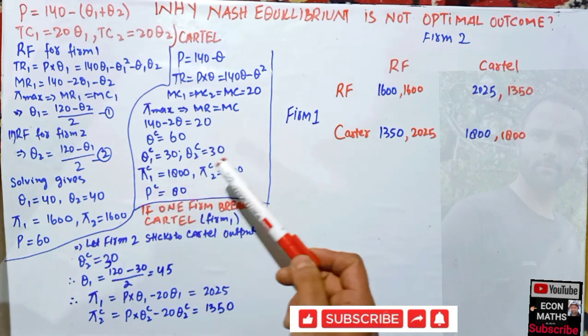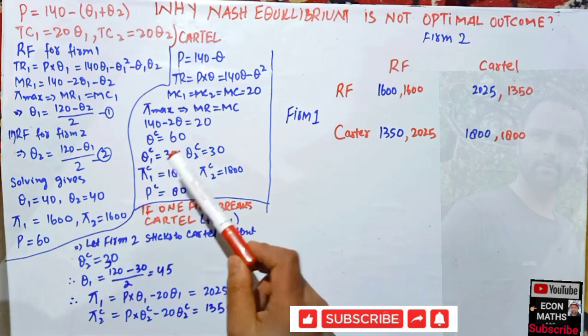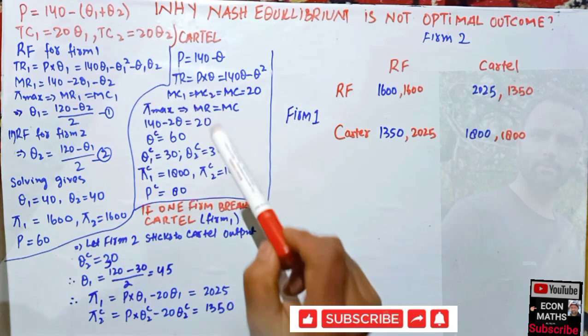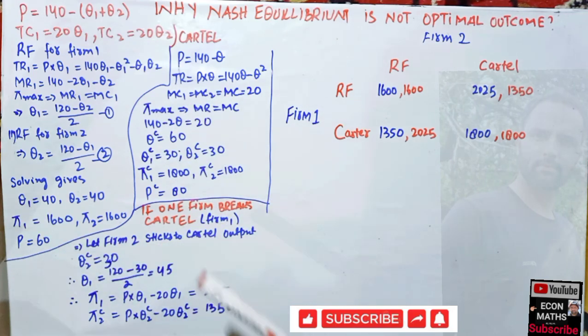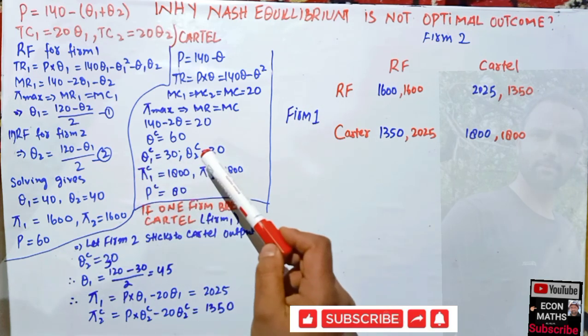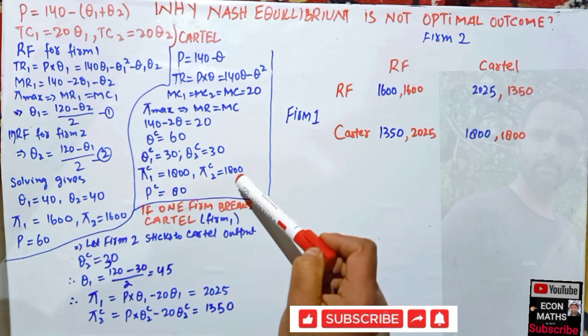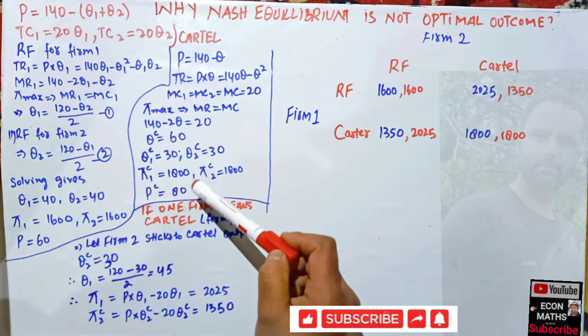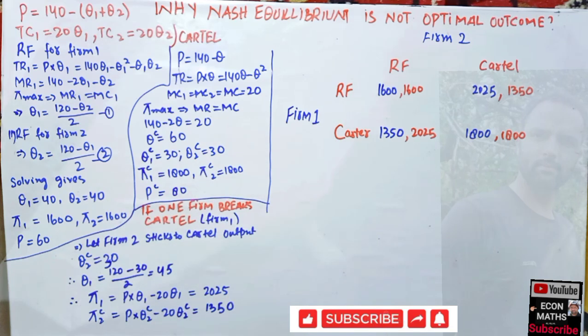When we solve for the profits, profit is price into quantity minus total cost. I have explained this whole step in the earlier video, you can check there. Profit for firm 1 was 1800, and profit for firm 2 was also 1800. Price according to the cartel was 80. Now the third question was what happens if one firm breaks the cartel.